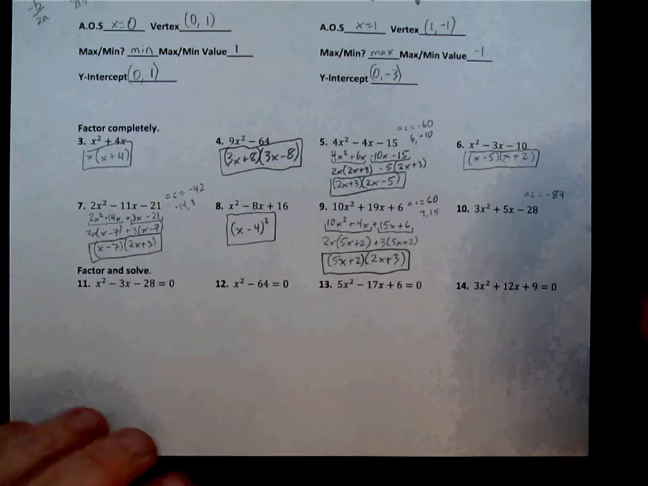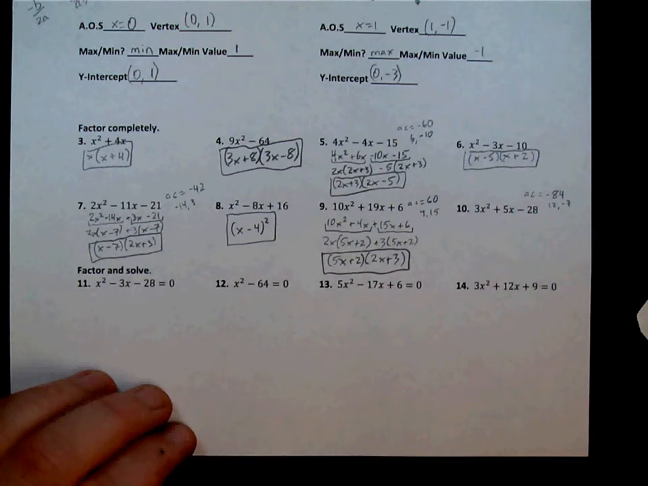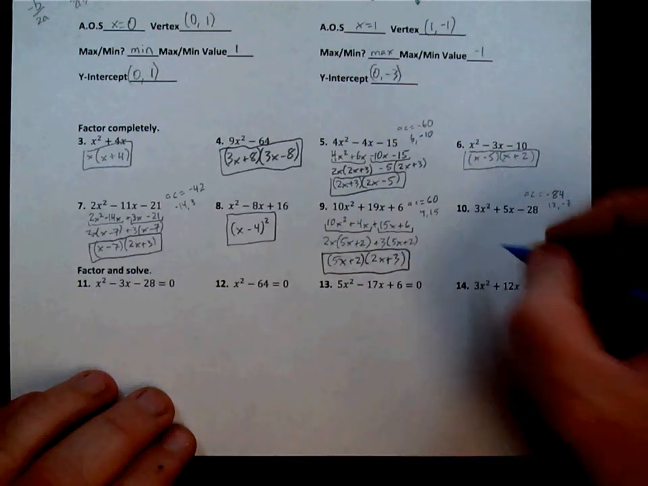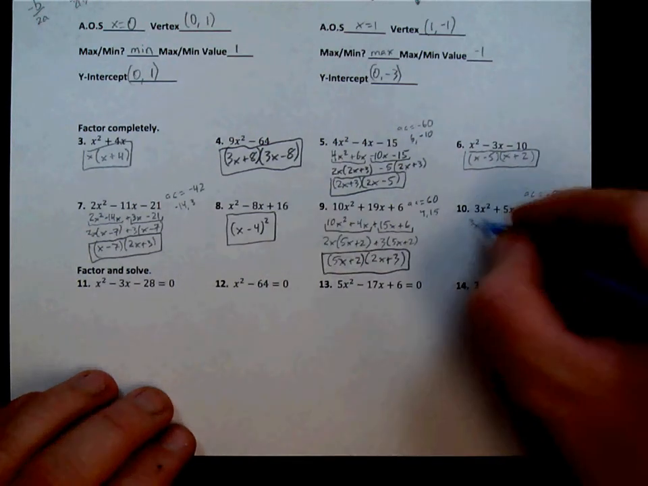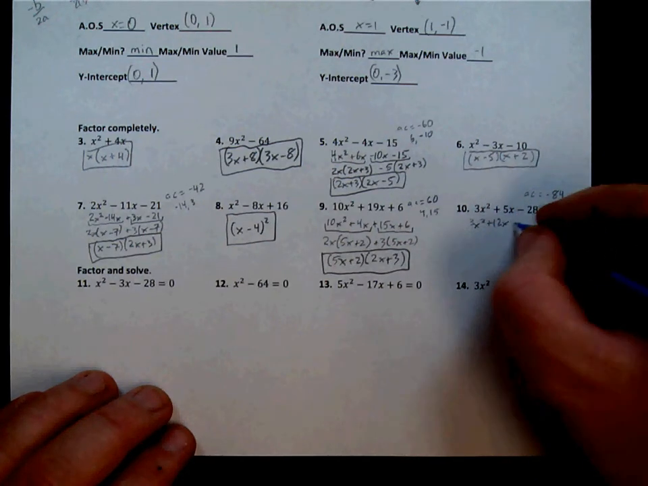7 and 12. There it is. 7 and 12. We need the 12 to be positive and the 7 to be negative. They multiply to negative 84. They add to 5. So 3x squared, and then I'm going to have a positive 12x and a negative 7x.